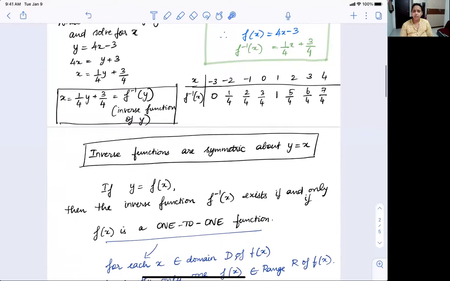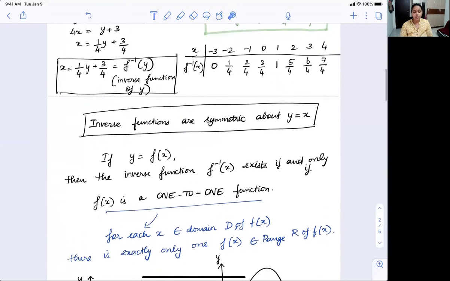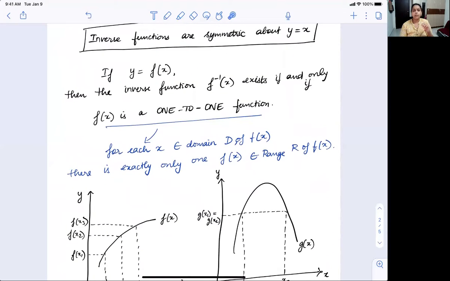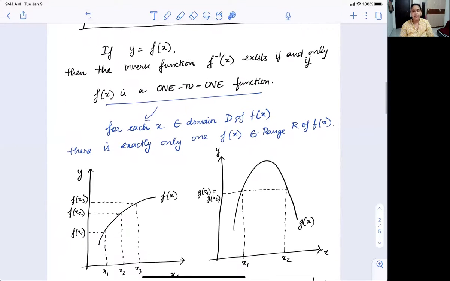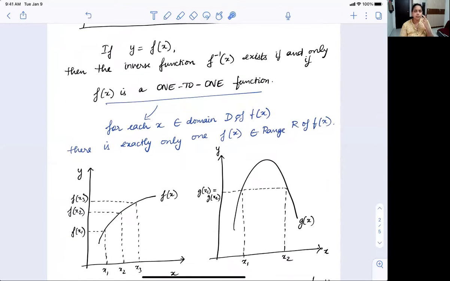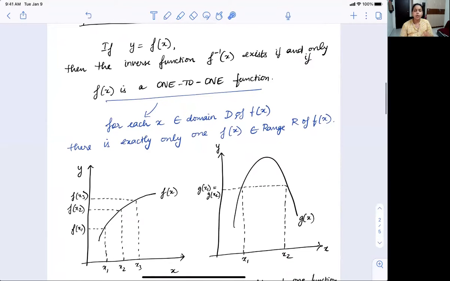Now, do inverse functions exist in all cases? Remember how we defined a function, saying for every input there's only one output. Just like that, do we have a proper case where inverse functions exist? Yes. If a function f of x helps you move from x to f of x, then your inverse function is going to do the reverse. It's going to move from f of x to x.